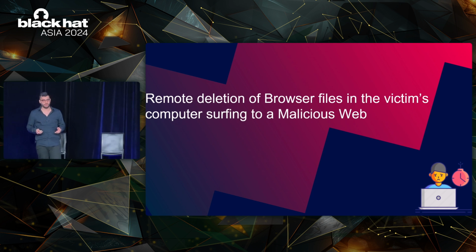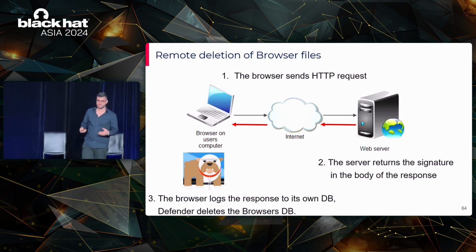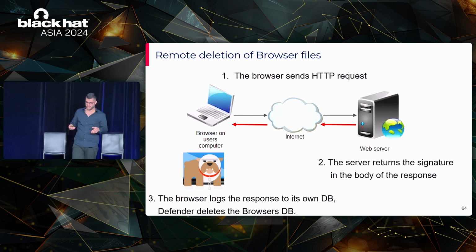Up until now, we've explored various remote attack vectors targeting servers and services. Now we'll shift gears and demonstrate the reverse scenario, when a web server can launch an attack against a client browser. Let's see how we did it. When an attacker sends a link to a victim, once clicked, the victim's browser sends an HTTP request to the server. The malicious web server then responds with a signature, perhaps hidden within a cookie file. As a result, the victim's browser logs this response into its local database, which then triggers Defender to delete it.